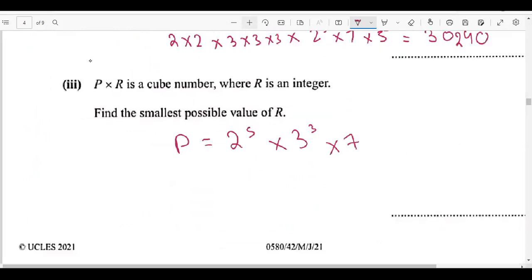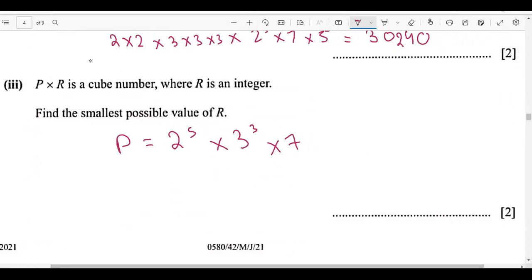All right. This is P. And now in order to find the value of R, what do we know? For P into R to be a cube number, I need to multiply numbers such that all the existing values get cubed, or a multiple of 3 basically. So if we have 5 here, I need to multiply another 2. If we have 7 here, I need to multiply 7 squared, and this would give me 2 to the power 6 into 3 cubed into 7 cubed.